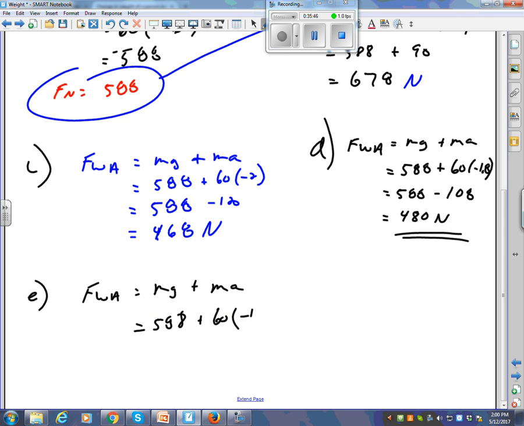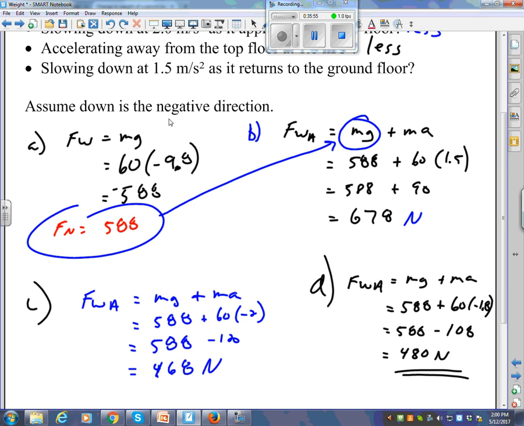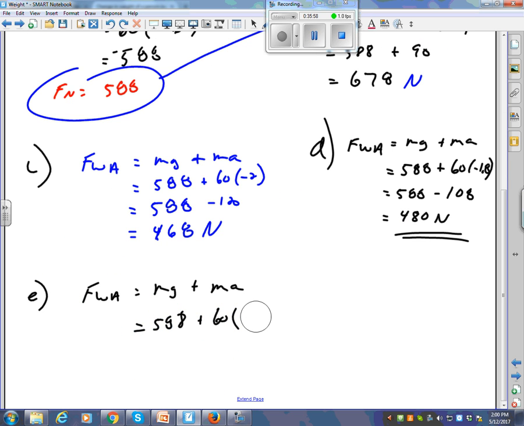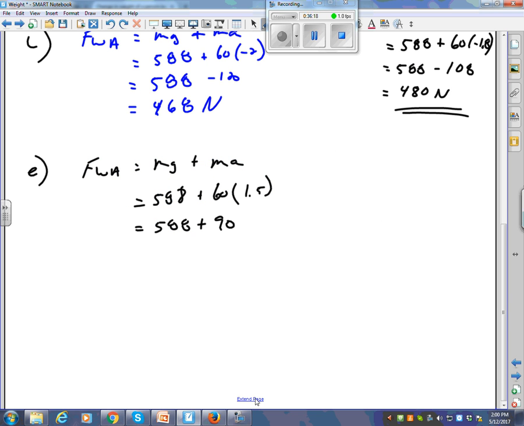Negative 1.5. Because I got to make you weigh. Hang on. Slowing down. The acceleration is up, not negative. I'm going down, but the acceleration is up. Right. I gotta weigh more. See, I'm just modeling that thinking. I have to weigh more. How do I make myself weigh more? You add. So 588 plus 60 times 1.5 is 90. So I'm weighing more, 678 newtons. You have to make it bigger.